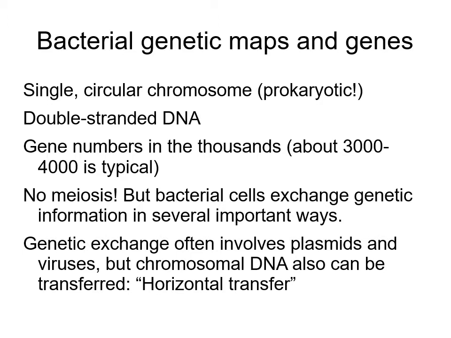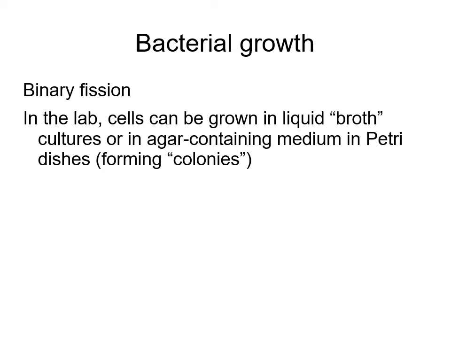Okay, generally speaking, they have a single circular chromosome, which consists of double-stranded DNA, and the genes number in the thousands. Now, the organization of their genome in one single circle versus our multiple chromosomes does distinguish them from eukaryotes, among many other differences. Certainly they grow by binary fission, and in terms of the lab, we will grow them either in liquid broth cultures or on agar-containing medium in Petri dishes. So we will be looking at colonies to do some of our genetic analyses.